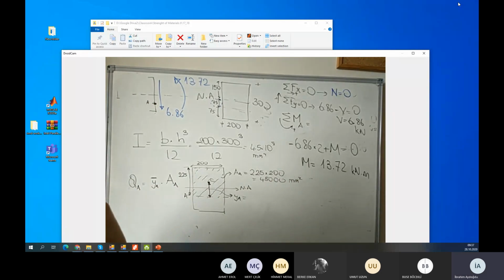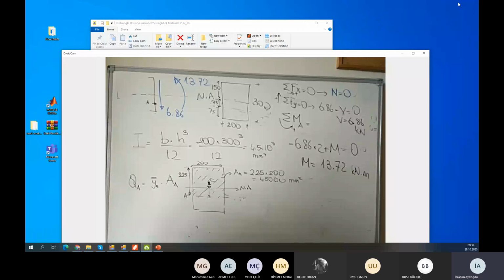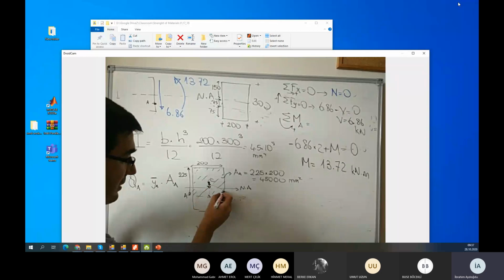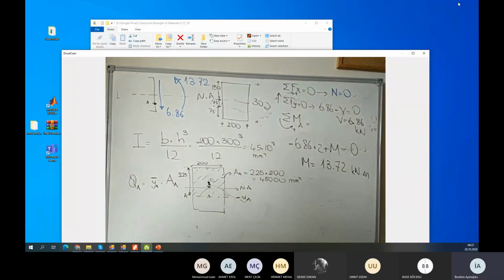Sorry, let me go back. I made a mistake. YA is not the distance from here to here. YA is equal to the distance from the centroid to the neutral axis, not here. Sorry that I made a mistake, this is my fault. YA is this distance. How can we compute it?